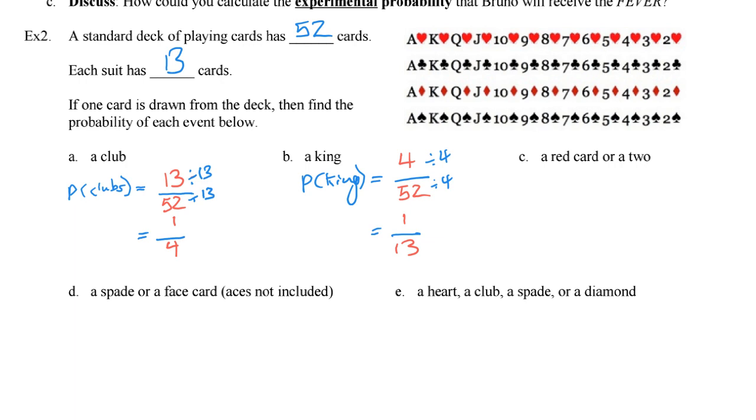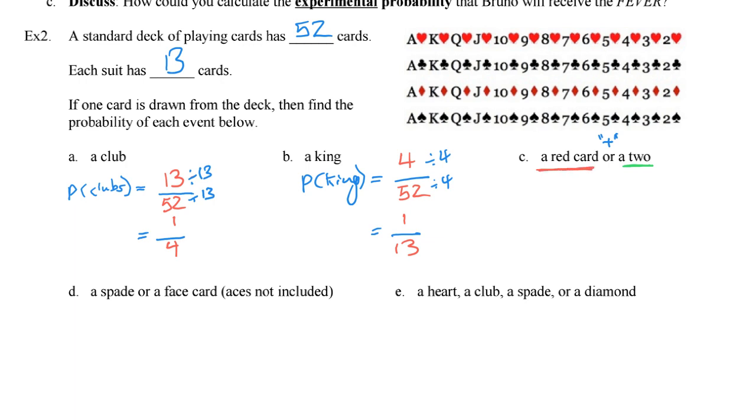When we're looking for a red card or a 2, we have to consider what "or" means in mathematics. When we're talking about stuff like this, the set of information, we're actually talking about the addition of 2 possibilities. So the red card or a 2.